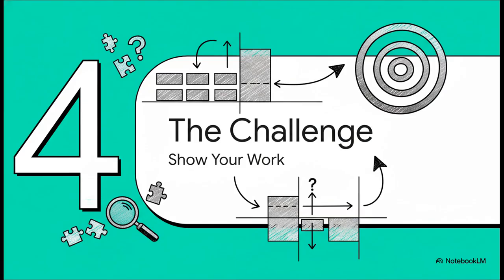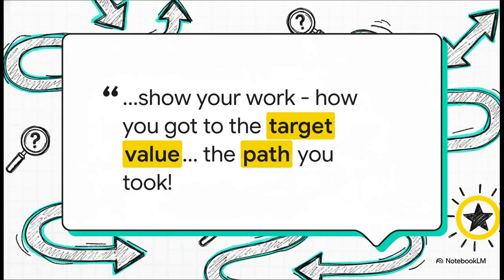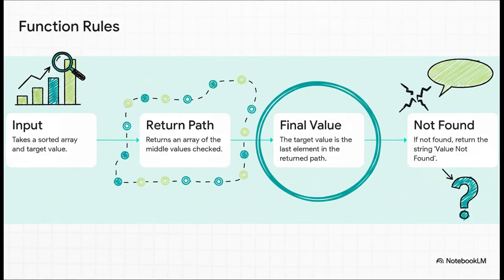But the challenge we're digging into today adds this really fascinating twist. See, it's not just about finding the number. The challenge specifically asks us to show our work. It wants us to return the actual path we took to get there, the sequence of all the middle values we checked along the way. So what this means is our function can't just return true or false. It has to actually keep a log of every middle value it checks, and then return that whole path as an array. And of course, if the value isn't there, it has to tell us that too.